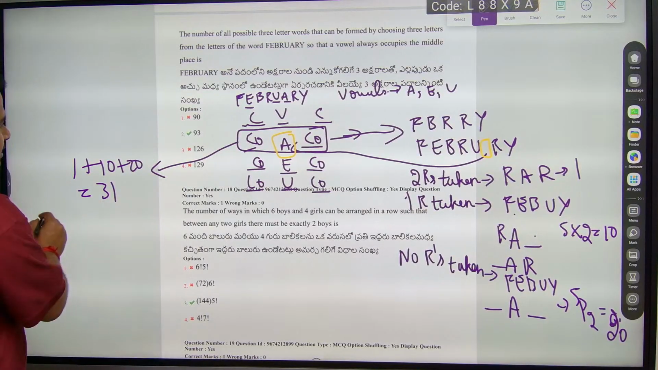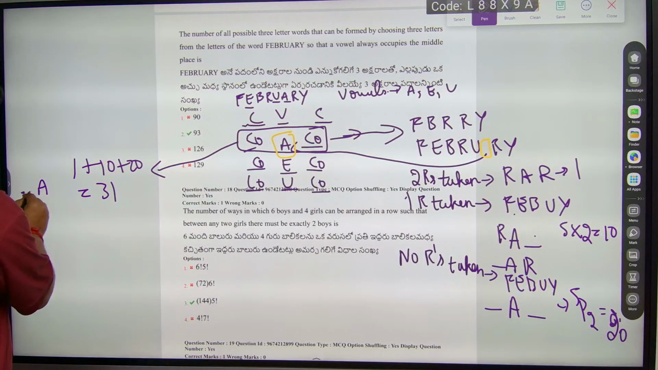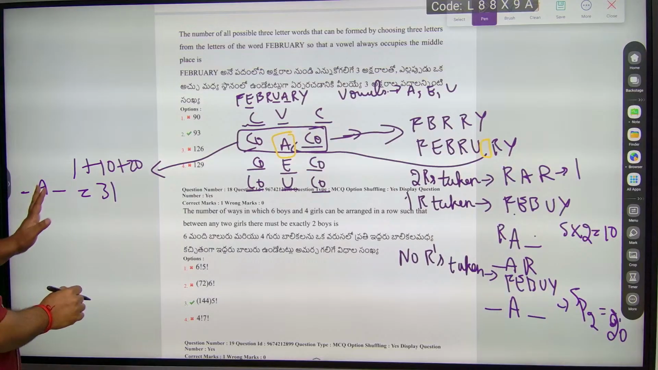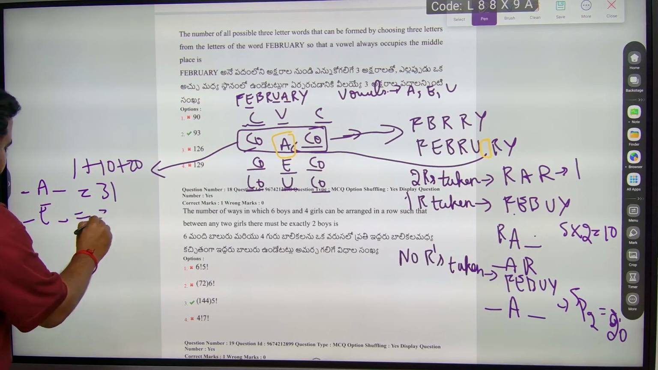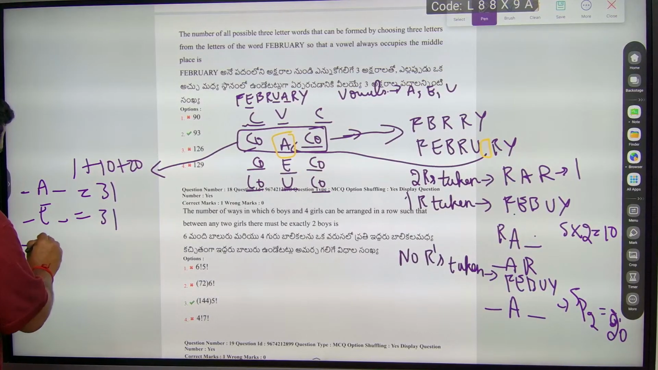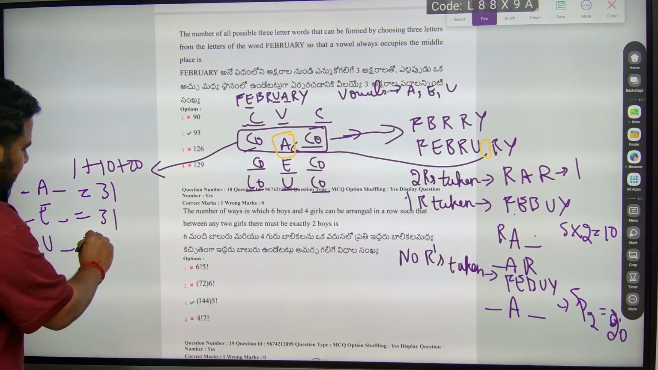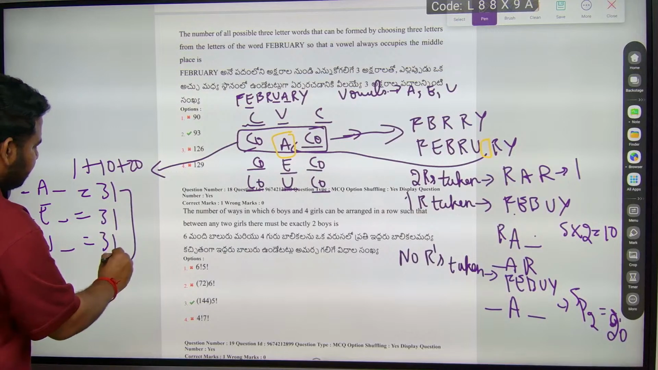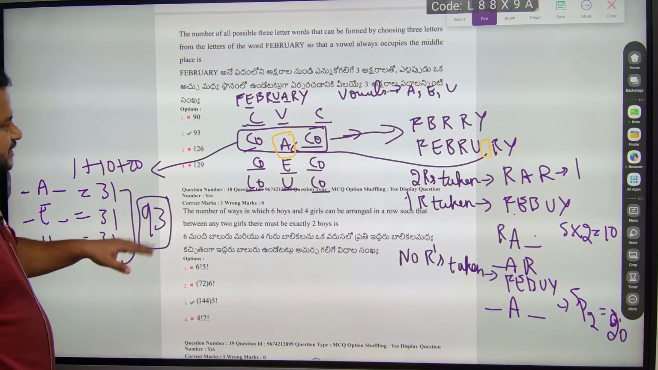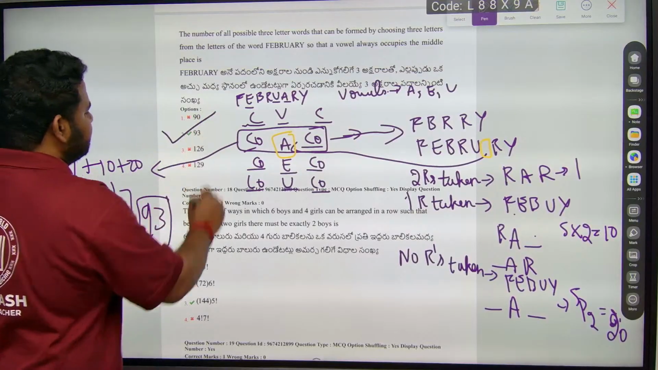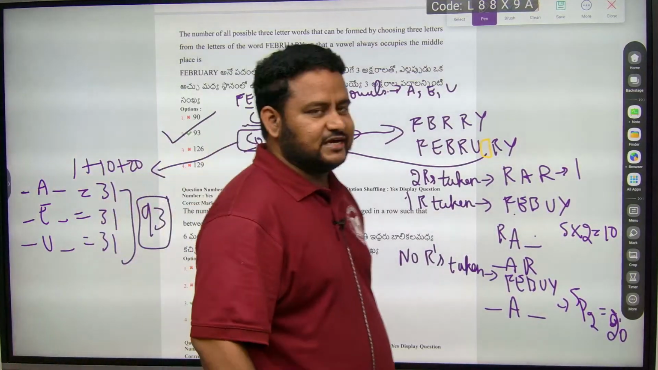So this is for what? This is for arranging A followed by consonant and consonant. Next another one is E, consonant and consonant, another 31. Similarly for U, consonant, consonant, we will get another 31. So if you add all of this, we will get 93, which is nothing but equal to option 2, that is 93.